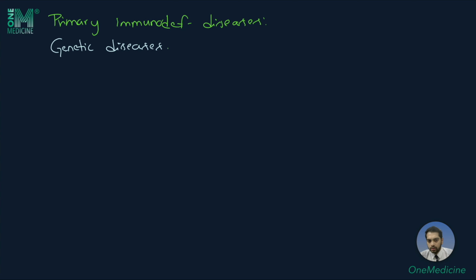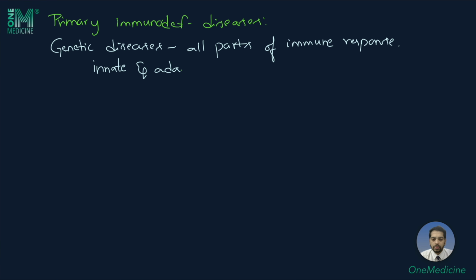The next topic is primary immunodeficiency diseases. These are genetic diseases that can involve all parts of immune system or immune response, that is both innate and adaptive immune responses. It can also affect the cell differentiation and maturation.